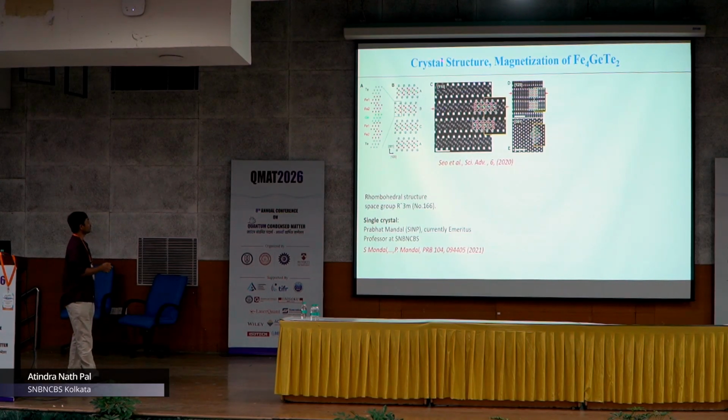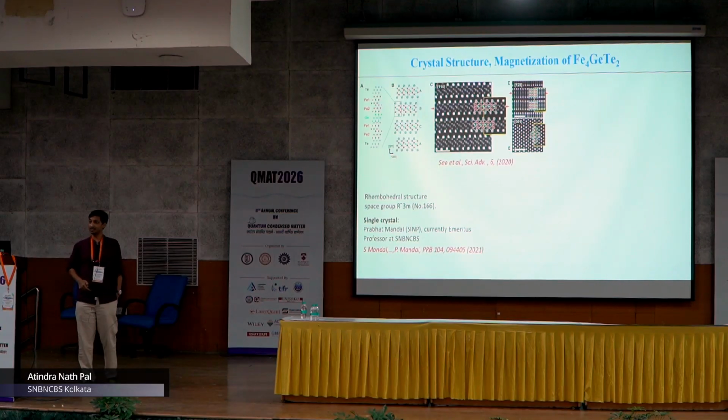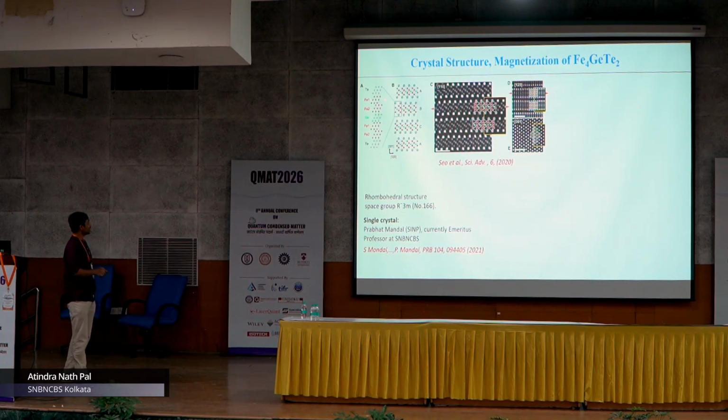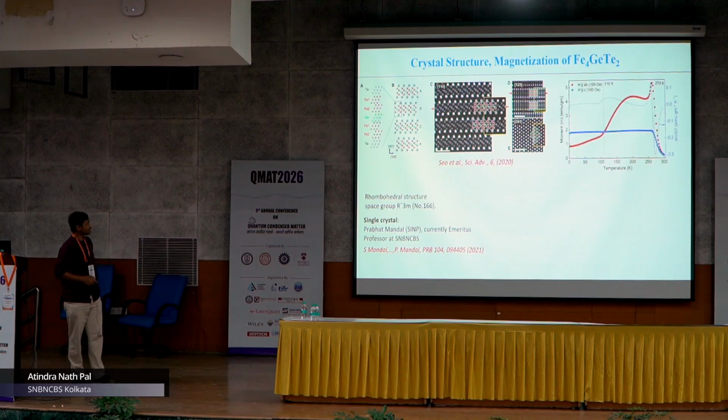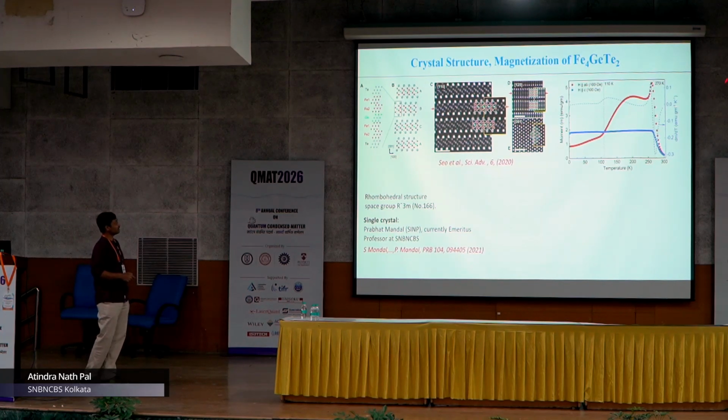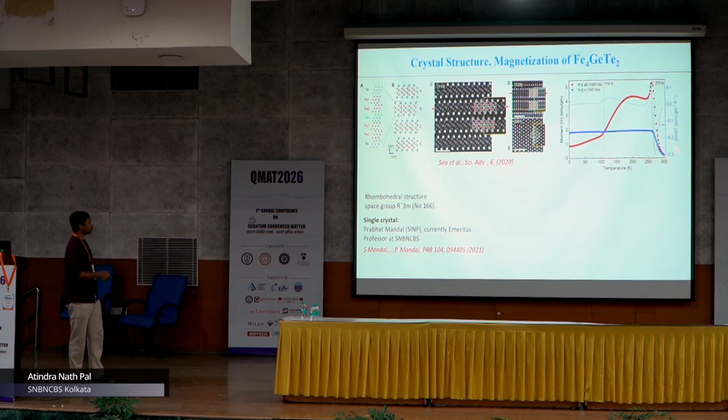We are talking about this Fe4GeTe2, and there are 4 iron atoms, and out of these 4 iron atoms, 2 are inequivalent iron atoms. Okay. And very interestingly, if you see this magnetization curve, it also behaves a little unusually near this point, this is the Tc of 270 Kelvin, and there is a peak here.